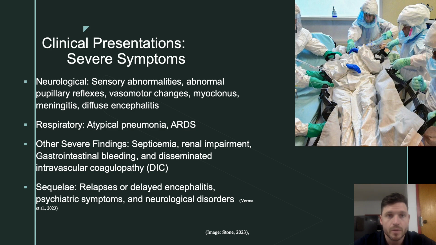And then after infection, there are also what are called sequelae. And so sequelae are latent effects of viral infections. And what we see here are relapses or delayed encephalitis, psychiatric symptoms, and neurological disorders.